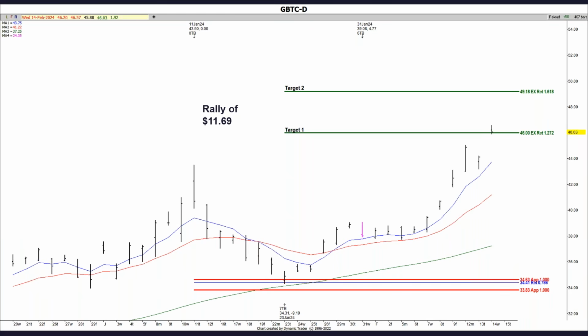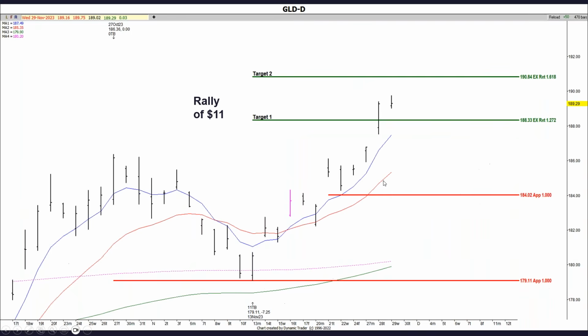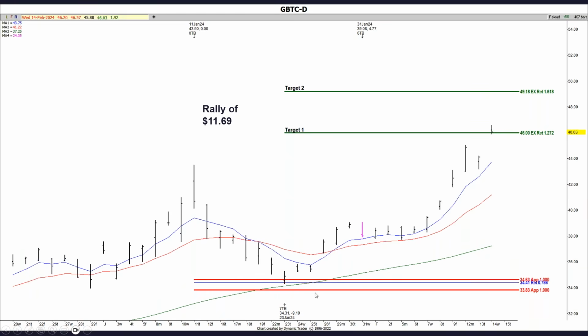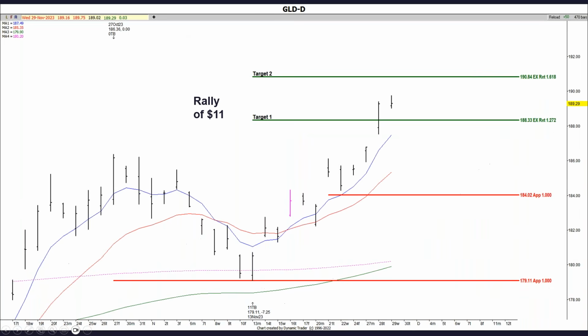As far as GBTC, okay, here's a nice setup for my crypto traders there, okay? That hit and held out of the 23rd of January, met the first target on the upside. Nice rally of $11.69.